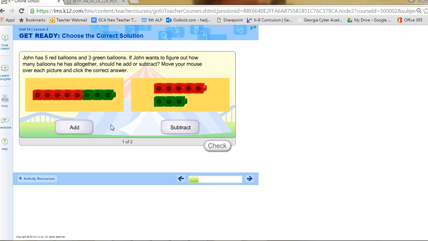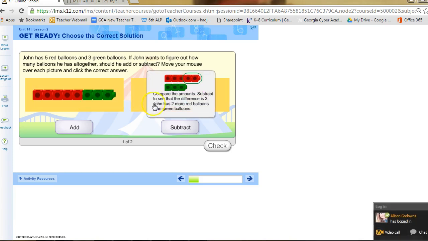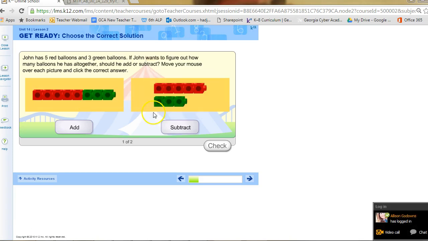So quickly, John has 5 red balloons and 3 green balloons. If John wants to figure out how many balloons he has altogether, will he add or subtract? And if you move your mouse over that, it shows you what's happening. This one shows adding. If you combine them, then you get a total of 8. If you subtract, you get a difference of 2.